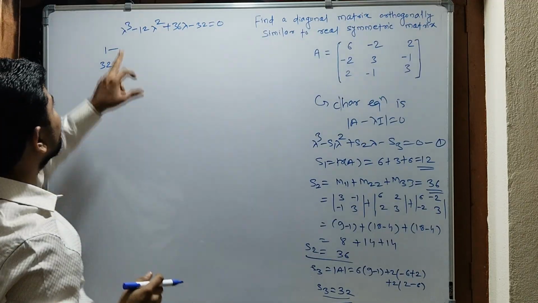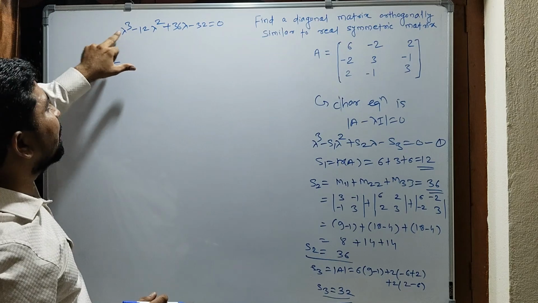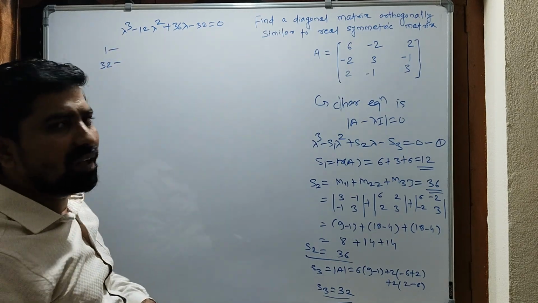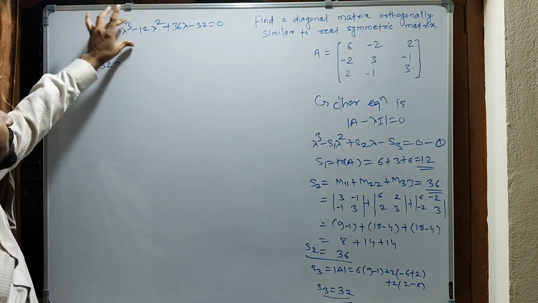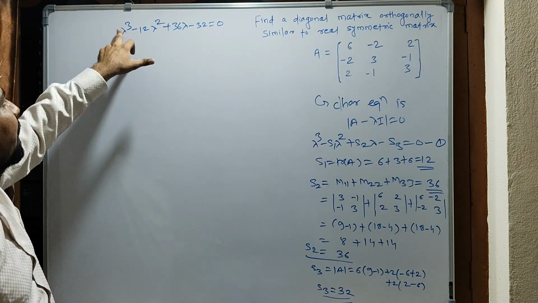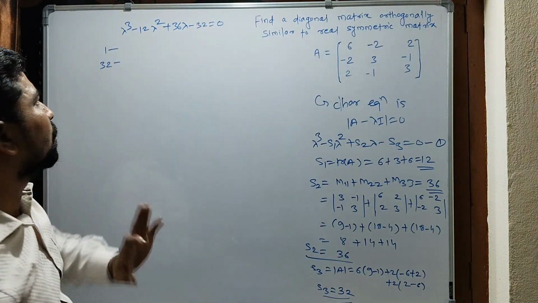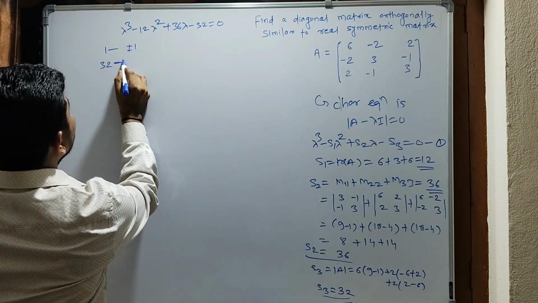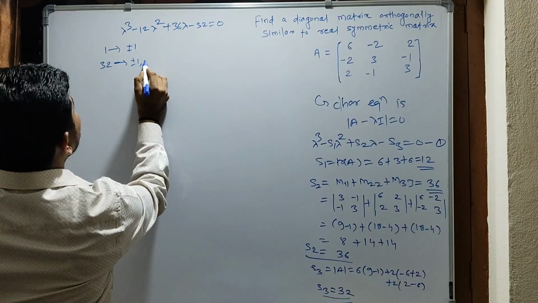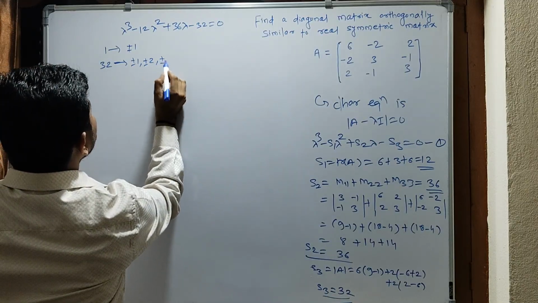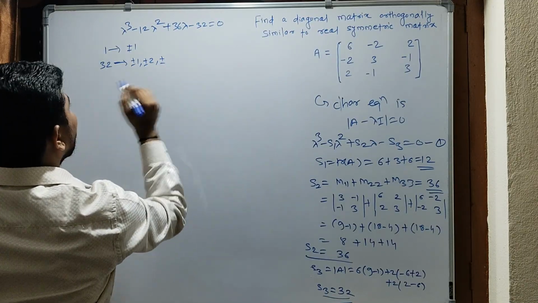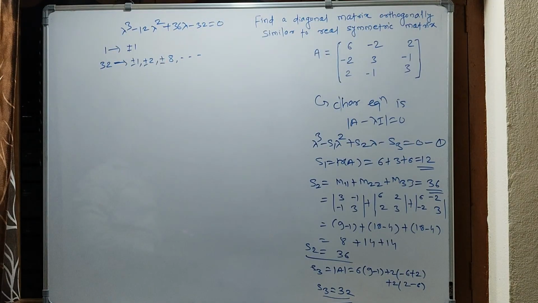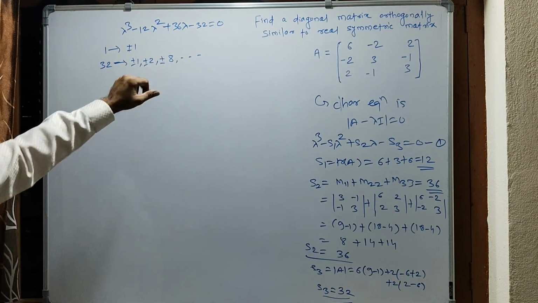This is your leading element, the coefficient of the highest power lambda cube, and this is my constant. For the possible rational roots, divisors of the leading element 1 are plus minus 1, and divisors of 32 are plus minus 1, plus minus 2, and so on up to plus minus 32. You can check. I checked already: 2 is one root.